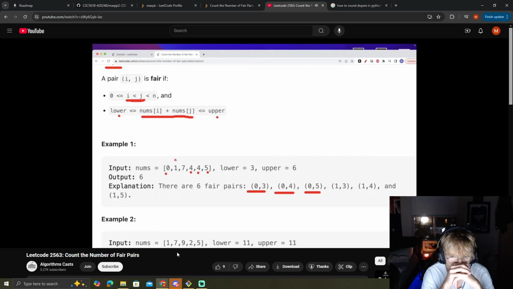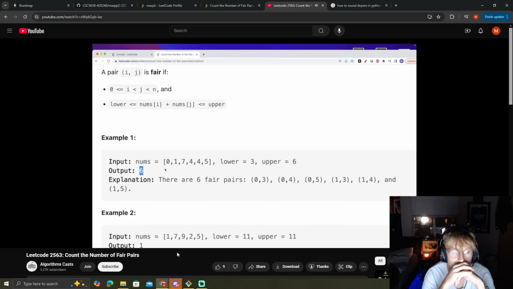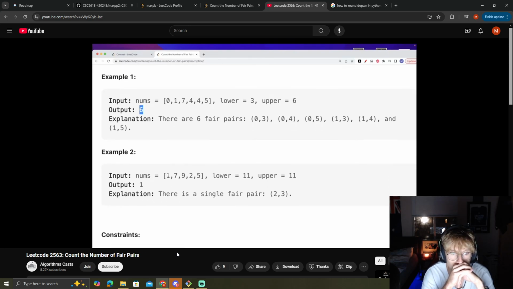1 and 3, so basically 1 plus 4, which is 5, which is in the range. 1 plus 4 again, still 5 in the range. And then 1 plus 5, which is 6. 6 is in the range because this range is closed, like here and here. So the total number of these pairs is 6. Pretty straightforward to visualize.